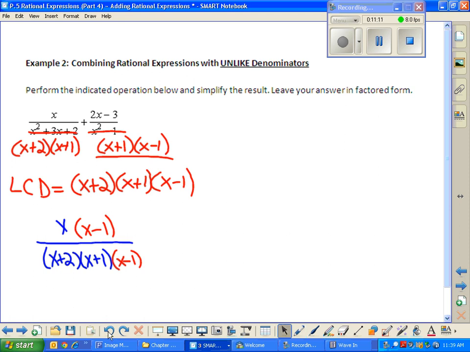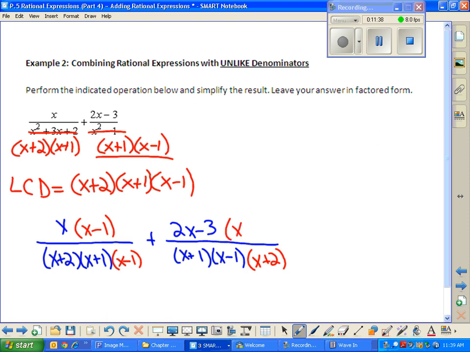And I'll go ahead and bring down my plus. And then the next fraction was 2x minus 3 over x plus 1, x minus 1. I now compare that denominator to my LCD, and I notice that I'm missing that factor of x plus 2 right there. So I'm going to go ahead and incorporate that factor of x plus 2 in my denominator so that I get fractions that indeed do have the same denominator.